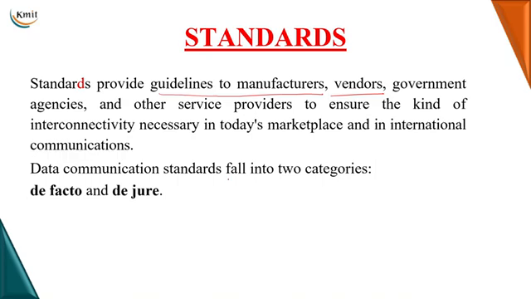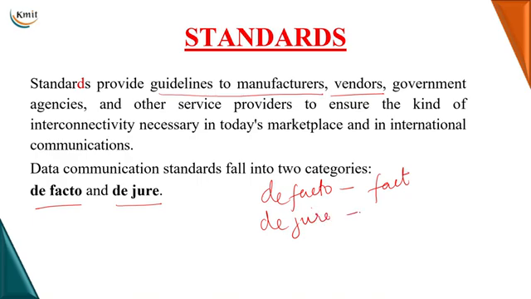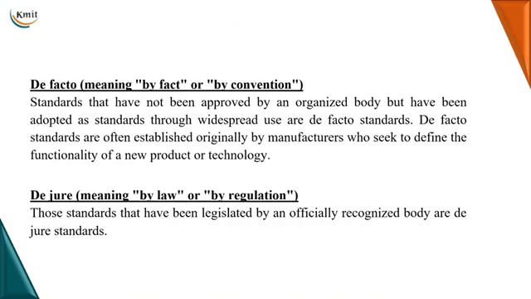In data communication, the standards are of 2 categories: de facto and de jure. De facto means it is by fact, or by convention. De jure means it is by the government, or by law or regulation.